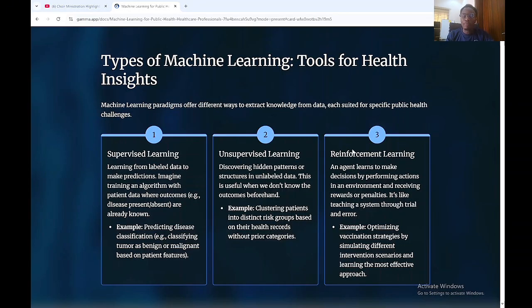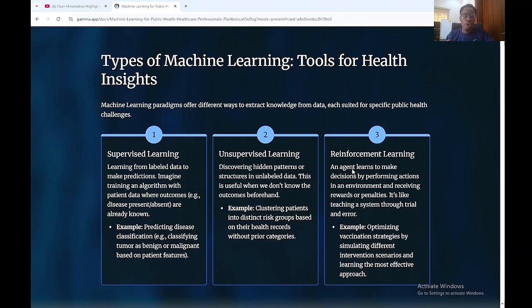Now, for reinforcement learning, just think about it as an agent that learns to make decisions by performing actions in an environment and receiving rewards or penalties. It's like you're trying to teach a system through trial and error. Sometimes the model makes a mistake and you correct it: no, this is wrong. You feed it back again, it loops again, it makes another mistake, you correct it. No, this is wrong. And then, okay, this is correct. Now it adjusts. We're going to explain this further in our course.